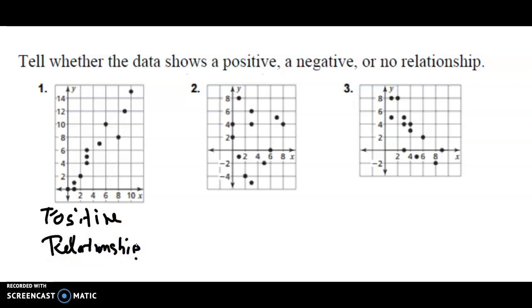Number two, as we look at this scatter plot, the dots don't appear to show any relationship at all. Some are when x increases, y is increasing, and some is the opposite, whereas x is increasing, y is decreasing. They're kind of all over the place. When that occurs, there is no relationship.